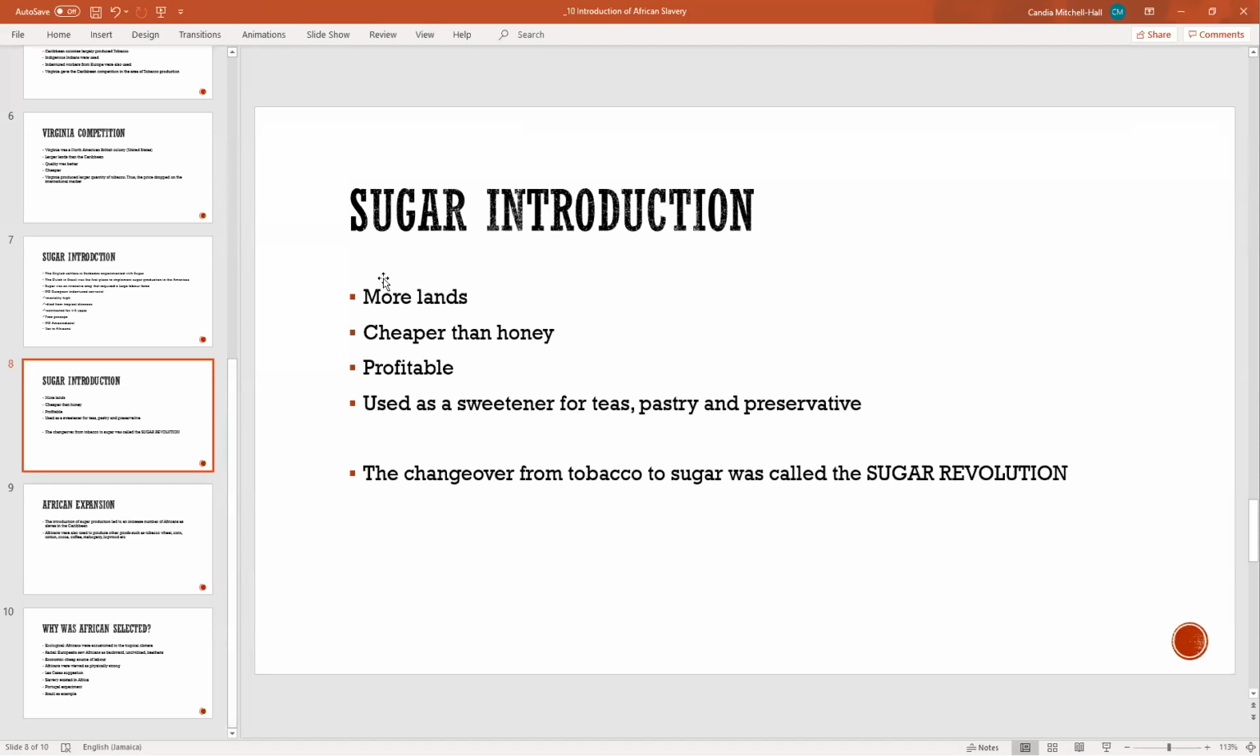Which country, or which territory in the Caribbean, was the first to make that recommendation or experimented with sugar? Which country was it? Brazil. Brazil is, or in the Caribbean. Barbados? Barbados. Thank you very much. Barbados, where they experimented with sugar.